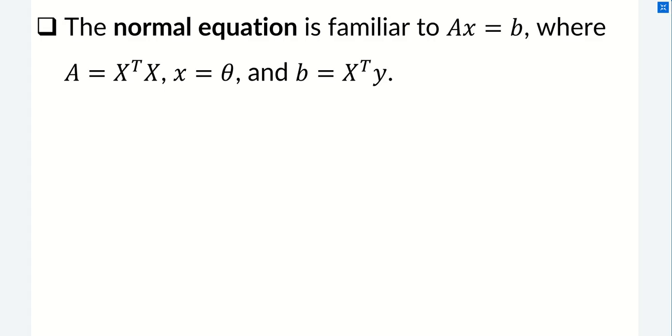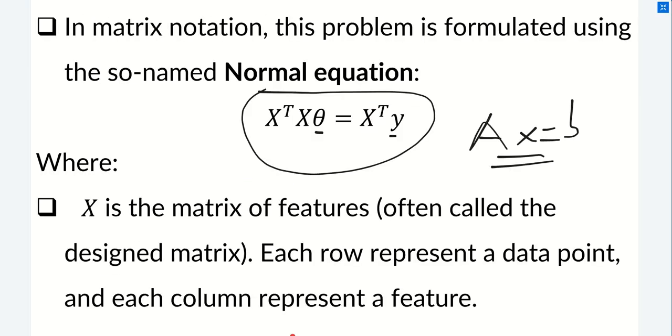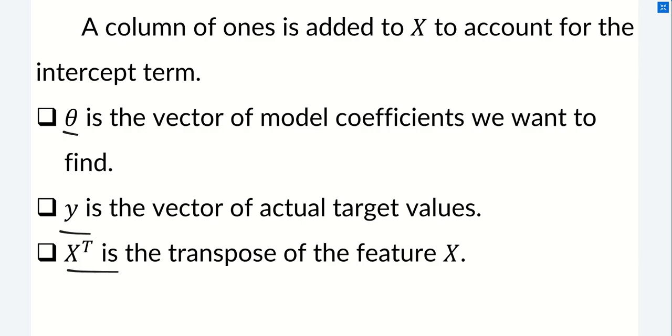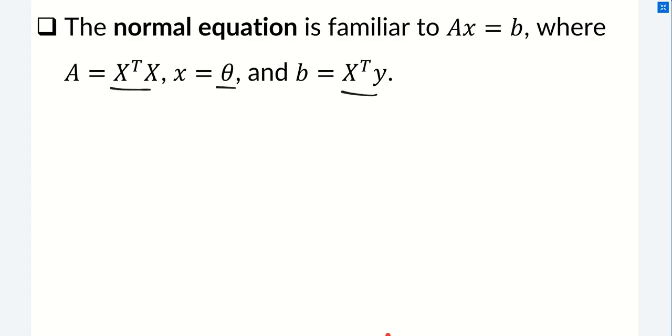So the normal equation is familiar to this, as I said. Our A is equal to this, then our x is this, and our y is this. When you go back and look at it again, you will see that this is our A and this is our b. So it boils down to the same thing. We are going to use systems of linear equations to solve this.